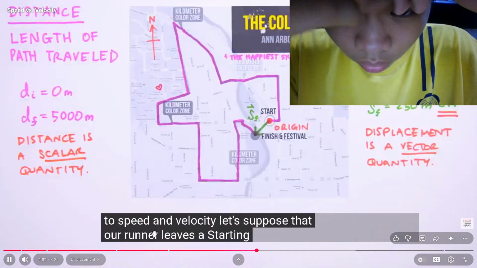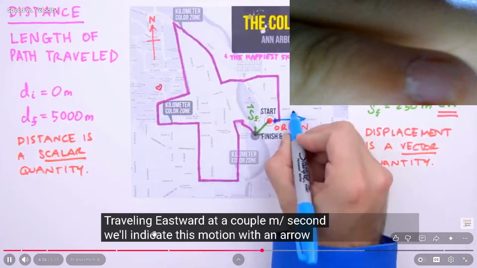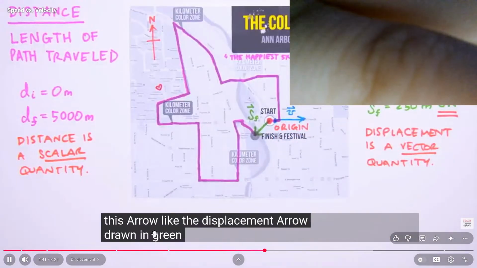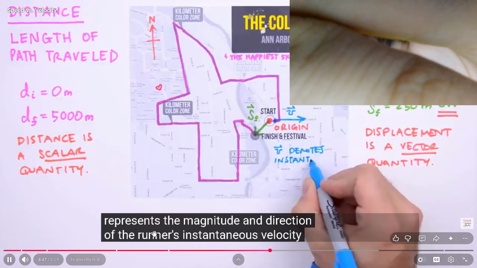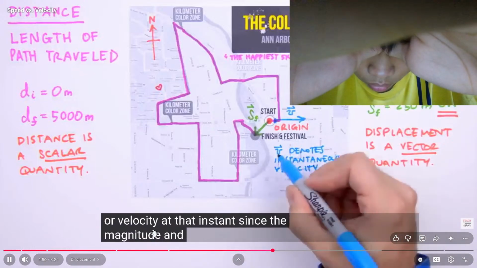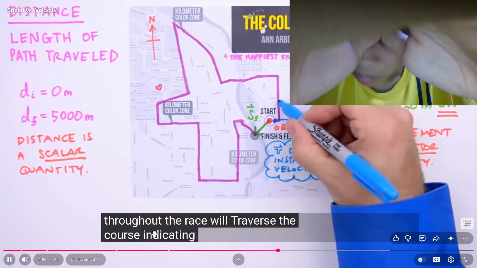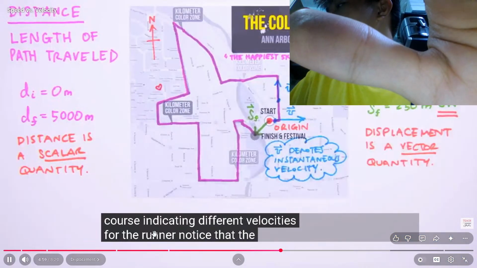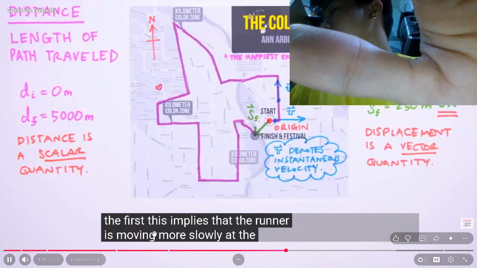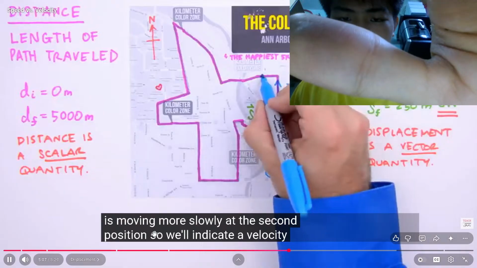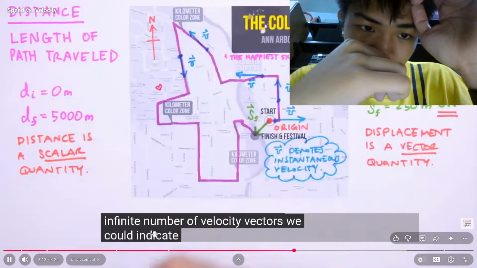Let's suppose that our runner leaves the starting line, traveling eastward at a couple meters per second. We'll indicate this motion with an arrow. This arrow, like the displacement arrow drawn in green, is a vector arrow, and it represents the magnitude and direction of the runner's instantaneous velocity, or velocity at that instant. Since the magnitude and direction of the runner's instantaneous velocity change throughout the race, we'll traverse the course indicating different velocities for the runner. Notice that the second velocity vector arrow is shorter than the first. This implies that the runner is moving more slowly at the second position. So we'll indicate a velocity here and here. Of course, there's an infinite number of velocity vectors we could indicate. We're just drawing a few.